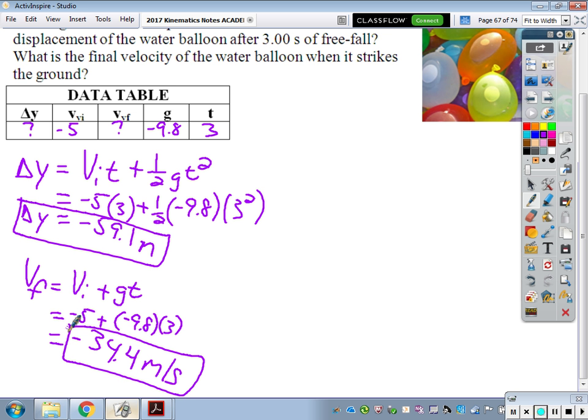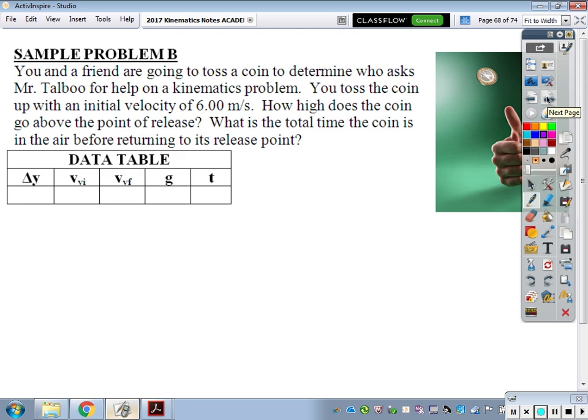Pretty easy. I know you probably could have done this if we just would have given it to you right out of the gates, but okay, a good place for us to start. All right, sample problem B. You and a friend are going to toss a coin to determine who asks Mr. Talbot for help, since I guess neither of you really want to ask me for help. Okay? You toss the coin up with an initial velocity of 6 meters per second.